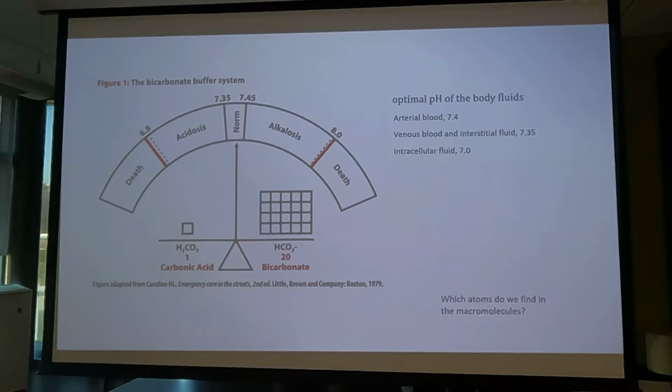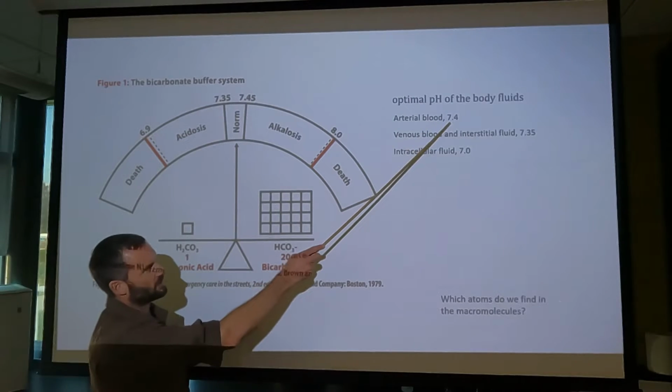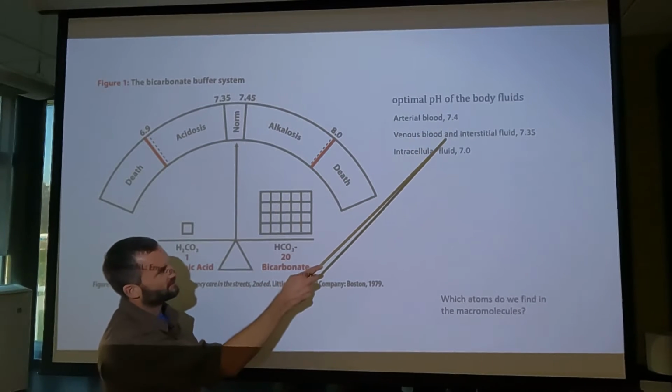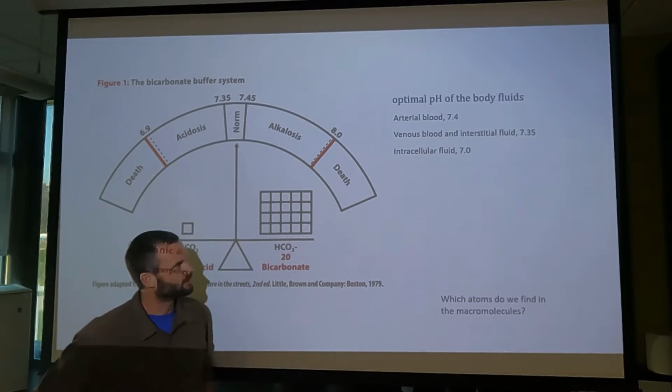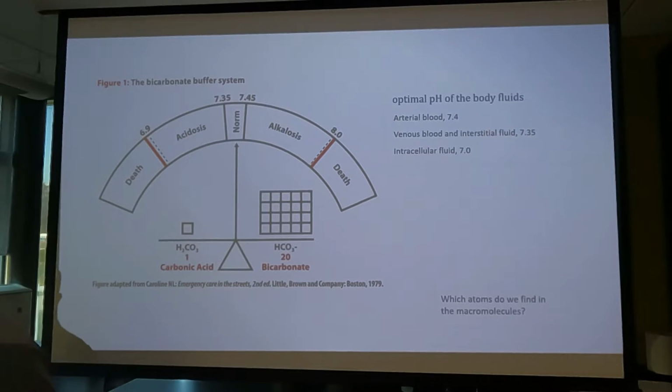This is just a little addition to that. These are the optimal pH of the body fluids. Arterial blood has an optimal pH of 7.4. Venous blood is slightly more acidic, and then the fluid inside the cells is pretty much neutral at 7.